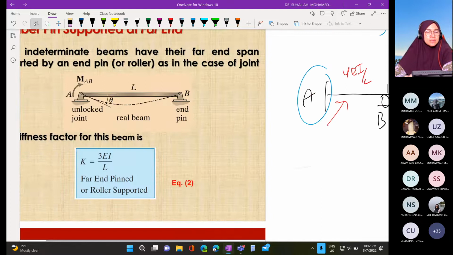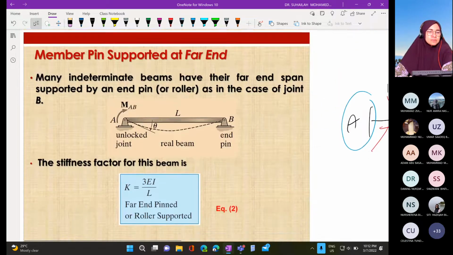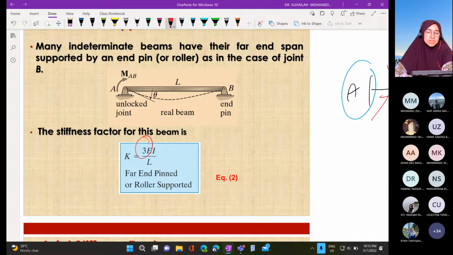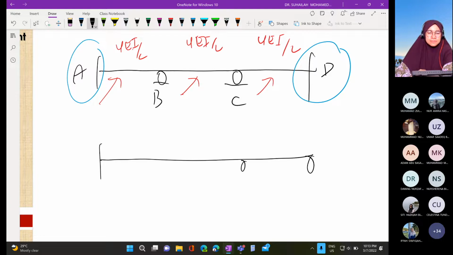And we have another formula. K is equal to 3EI over L, which is for pin and roller. So when do we use that one? Whenever we have, for example, a beam like this.